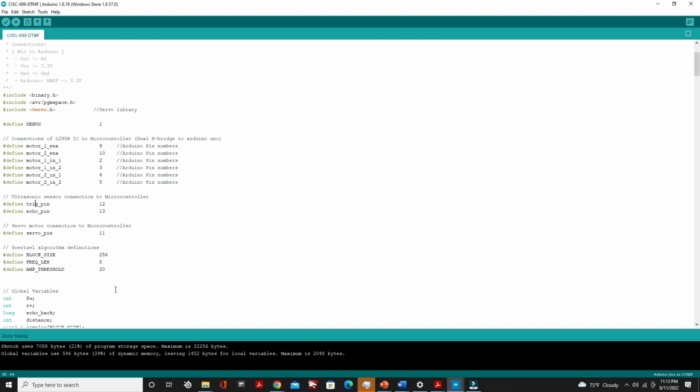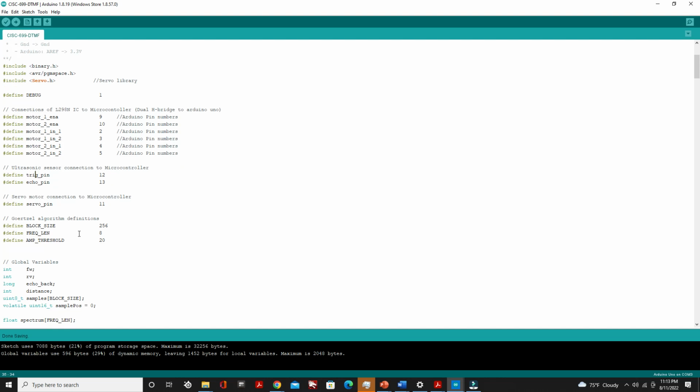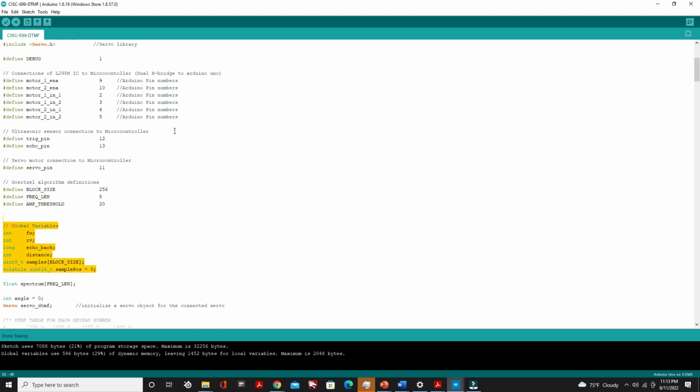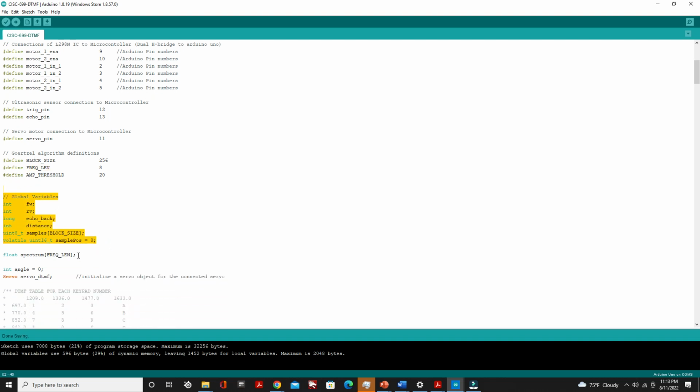Rest all are global variables I have defined. The block size I have set to 256 samples, the amplitude threshold I have set to 20, and the frequency length is 8. I'll explain this further when I go through the code. These are the global variables I have used throughout the code.